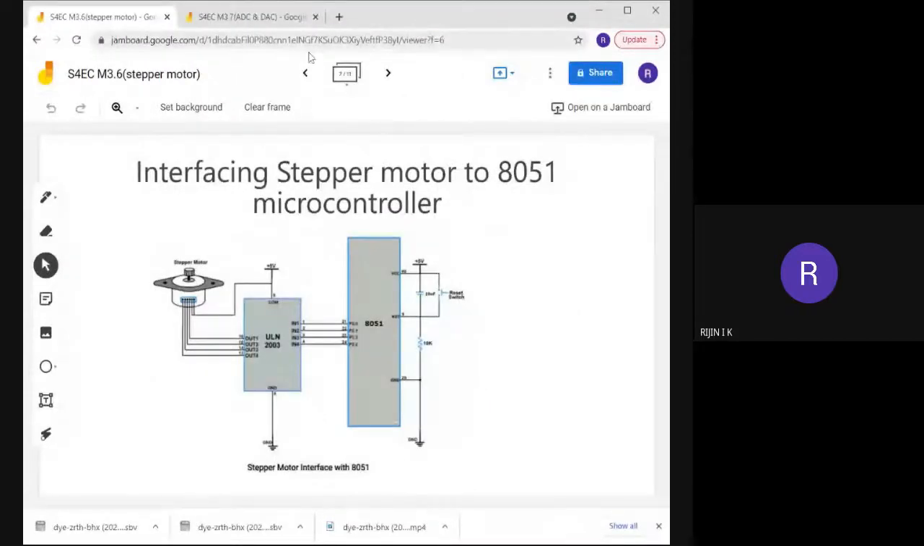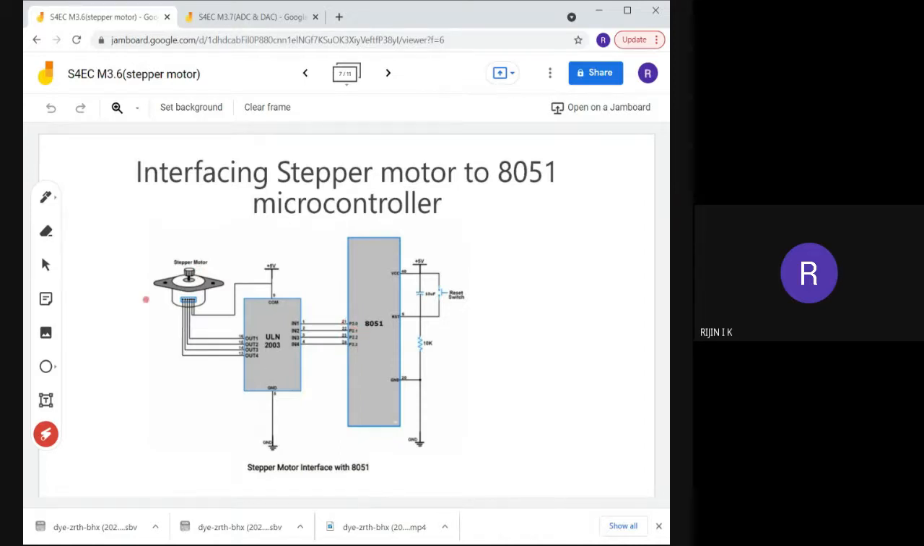Last class, we were discussing the interfacing of a stepper motor to the 8051 microcontroller. So today we can discuss the programming part. This is the interfacing diagram of the 8051 with the stepper motor. Here we are using port 2 for connecting the microcontroller to our stepper motor.